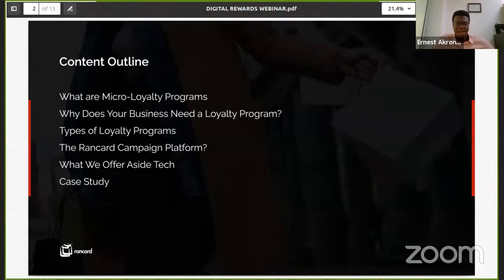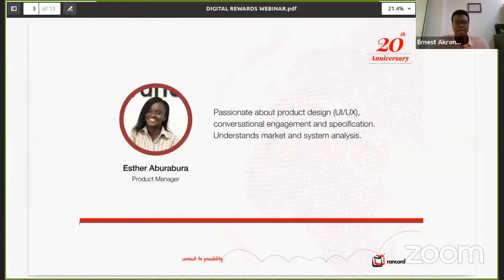Now to our speakers. I'm joined today by Esther Abrabra and John Jima. Esther is a product manager here at Rankard, and she's a product manager for products like Rankard Commerce. Rankard Commerce is a product that serves thousands of customers of brands like Papa's Pizza, Pizza Inn, Chicken Inn, amongst others. Esther describes herself as someone who is passionate about product design, specification, and conversational engagement. Welcome, Esther.